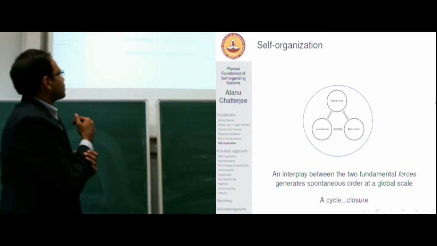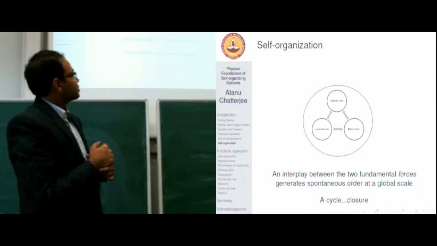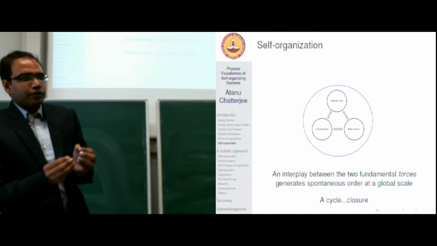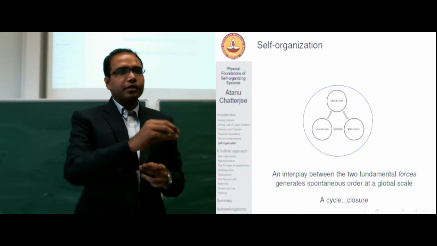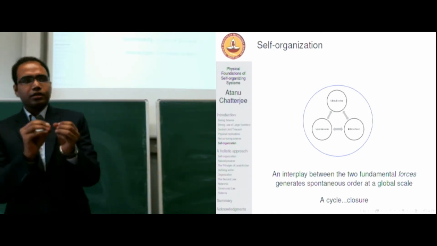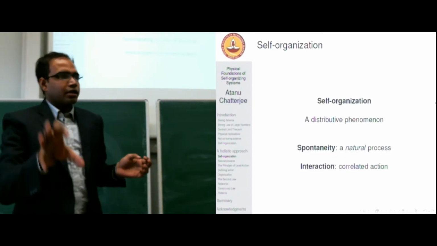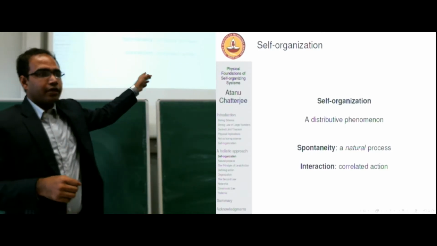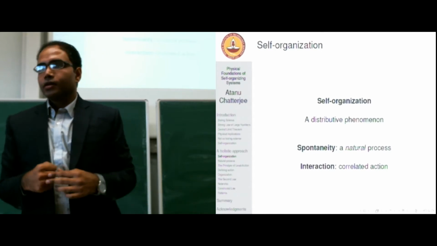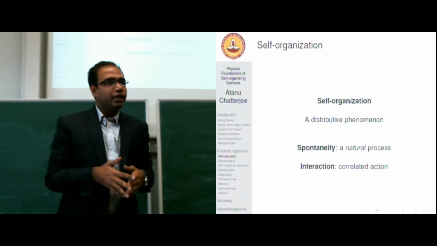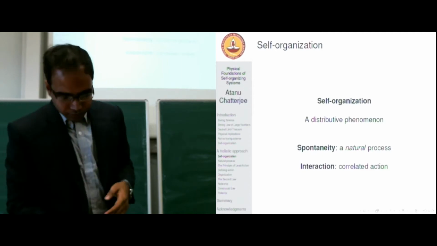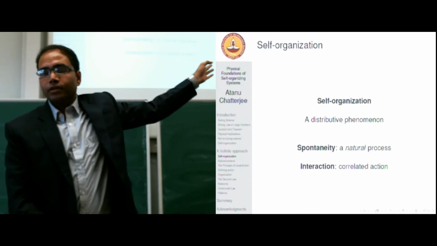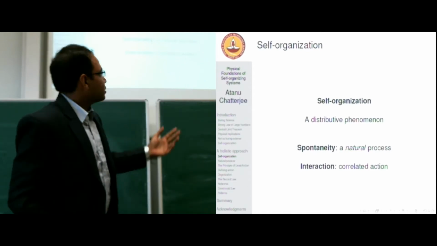Now we come to the domain of self-organization, where self-organization is a distributive phenomenon. It is not a property of the system, but a property of the individual elements. How is this self-organization distributed among the particles which constitute the entire system? Now, spontaneity is a natural process. Natural process is something which occurs naturally and does not need any external influence. And interaction is ultimately the correlated action. We will define what action actually is.